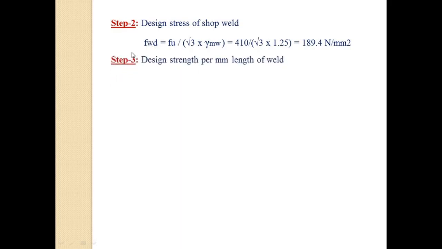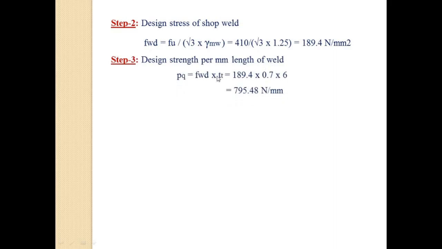So the next step is the design stress of shop weld. Calculate FWD, that is Fu upon root 3 into gamma mw. Putting in the values, Fu is 410 upon root 3 multiplied by 1.25, that is gamma mw. Calculating, we get 189.4 Newton per mm square, that is the design stress FWD.